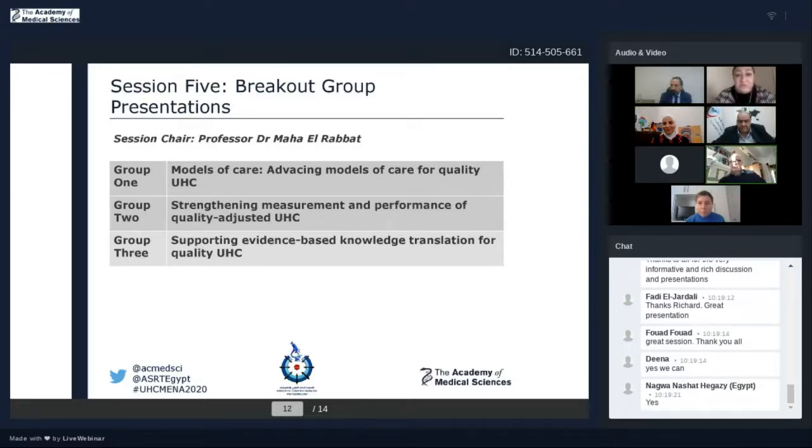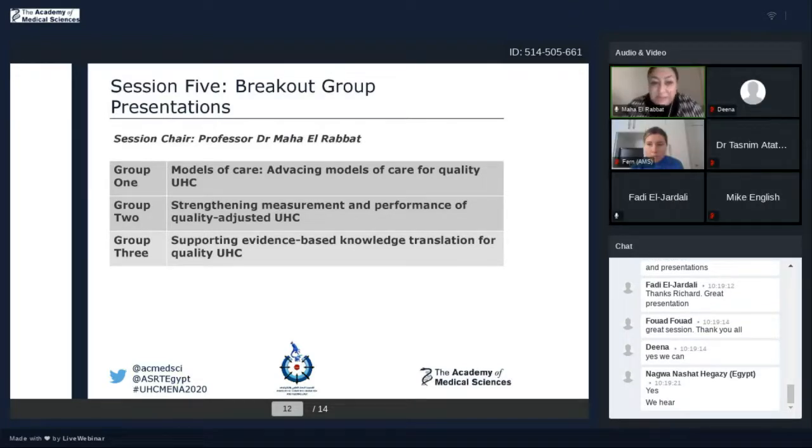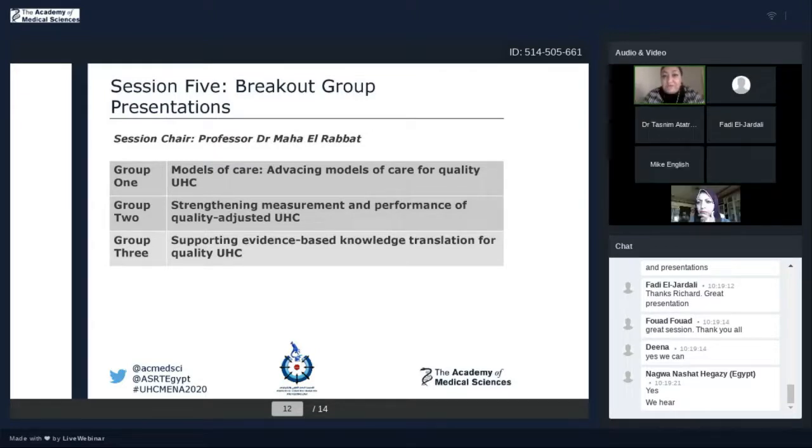Okay, so now we're moving to the breakout group presentations that were undertaken yesterday, and we're asking the chairs of the three groups to do this final presentation. We're giving each chair 10 minutes, and then each will be followed by a 5-minute commentary if needed. So I'm asking Dr. El-Sheikh Badr now to present the models of care, advancing the models of care for quality UHC in group 1. So, Doctor, you have 10 minutes, please.